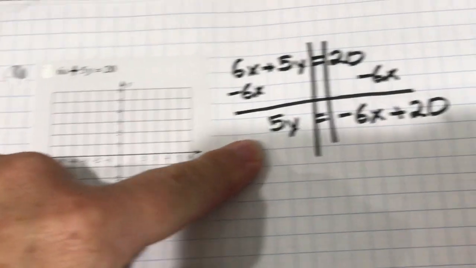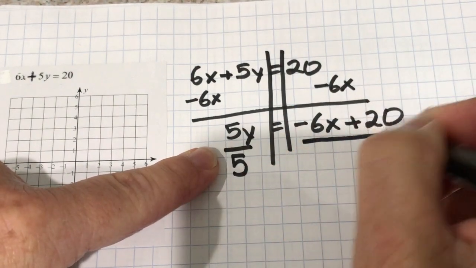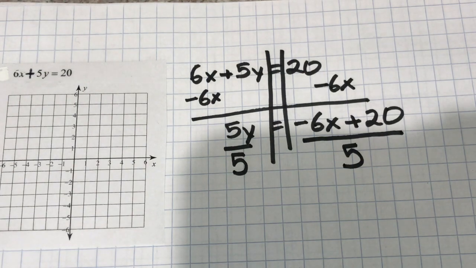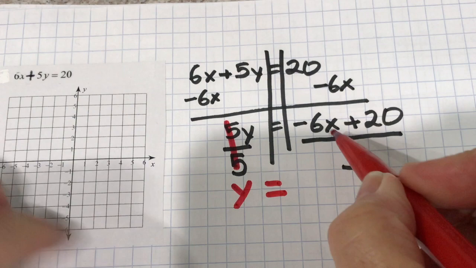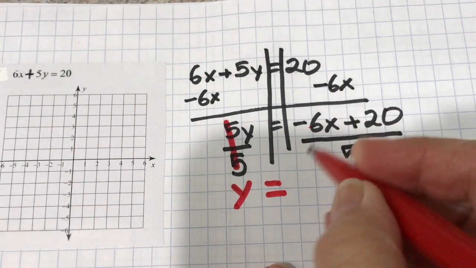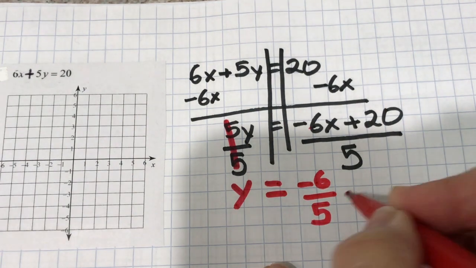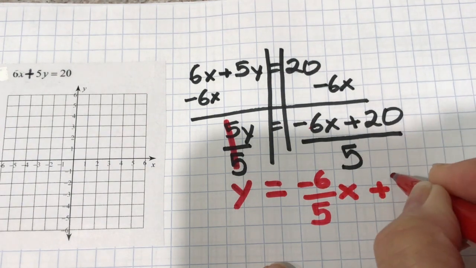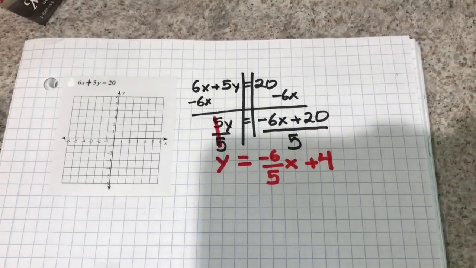But I have too many y's over here. So the next step is to divide both sides by 5 so we get the y by itself. Now remember, when we divide both sides by 5, we've got to divide everything on both sides. So on the left we have 5 divided by 5, leaving y by itself. But on the right, we have negative 6 divided by 5. Well, that doesn't work evenly, so we're just going to write negative 6 divided by 5 times x plus 20 divided by 5 is 4. And now we have our equation that we can graph.